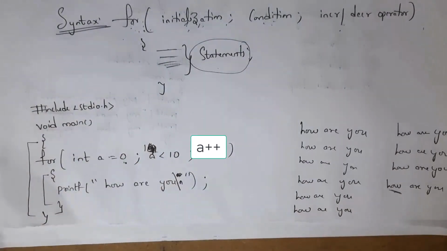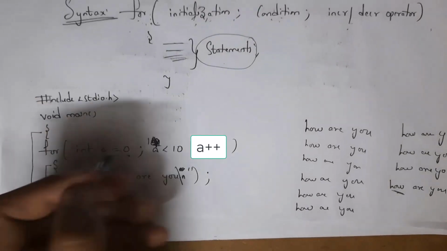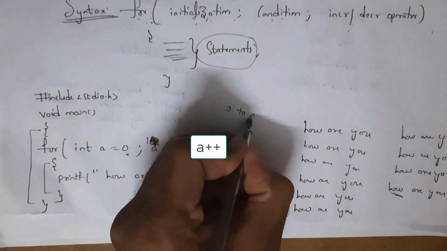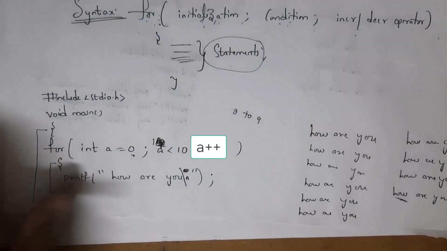10 is not less than 10. 10 is equal to 10. This condition is not satisfied. So it will stop this loop. So starting from 0 to 9, in total 10 times I will get the output how are you. This is a C program for loop.